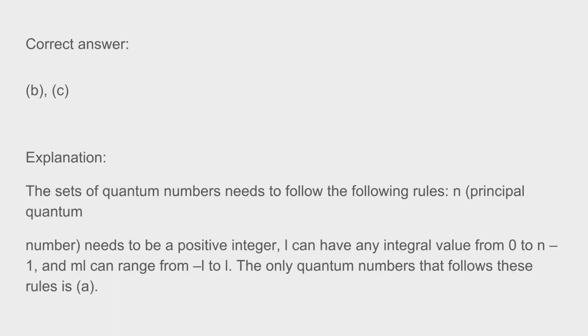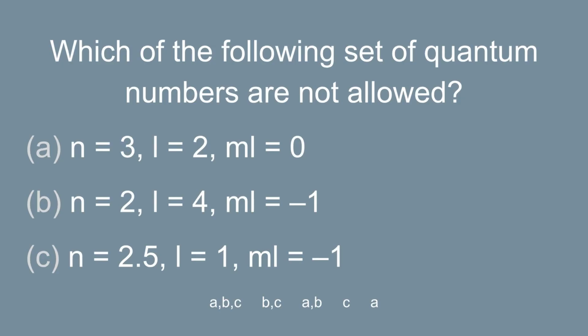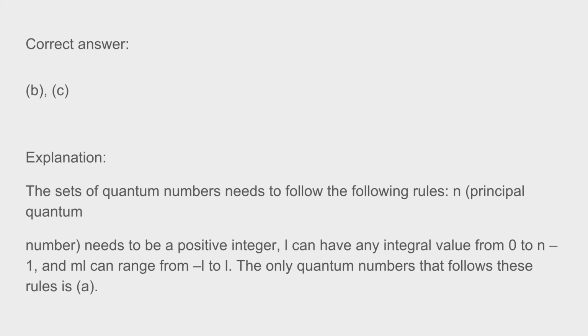So B and C are not allowed, and that's because the quantum numbers, again, they must follow certain rules. So n, the principal quantum number, needs to be a positive integer. So if we take a look at C, we see n is 2.5, so that doesn't work. So we could say C is not going to be allowed. And then we know that l can have any integral value from 0 to n minus 1. So if we look at B, we realize that l is not between the range of 1 and 0. It's 4. And then 3 works out. All the numbers fit their certain specifications. And so that's why the answer is B and C.